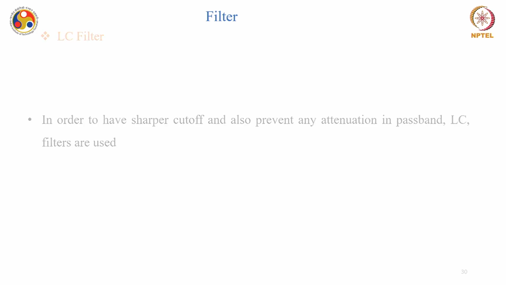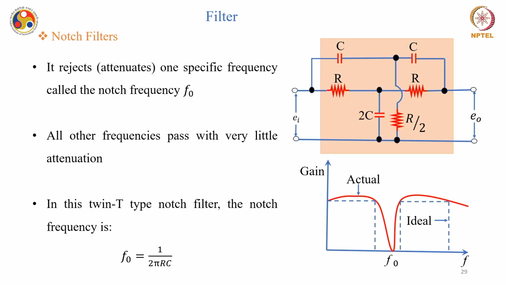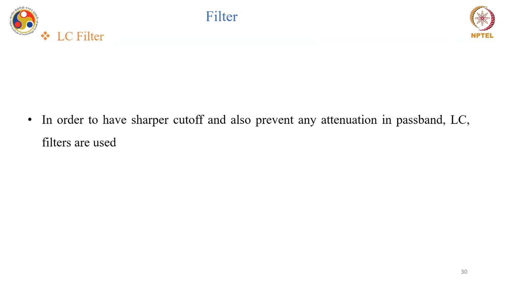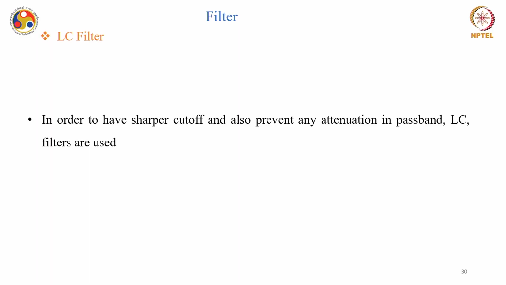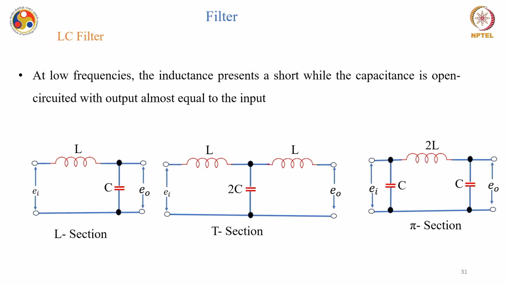We have seen several RC kinds of filters. However, they might not be that useful for practical applications, particularly when you want a sharper cutoff and no attenuation within the pass band. Usually LC filters are preferred over RC filters, because they provide a sharper cutoff and also prevent any attenuation in the pass band. So, let us see some examples of LC filters as well.